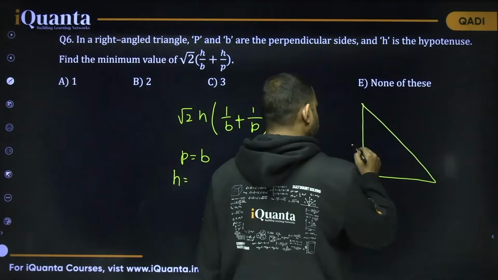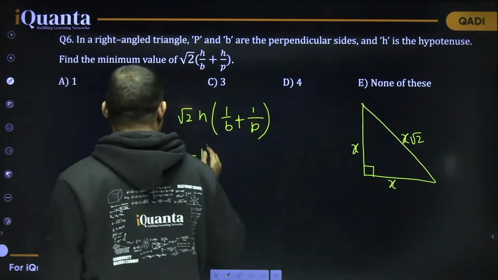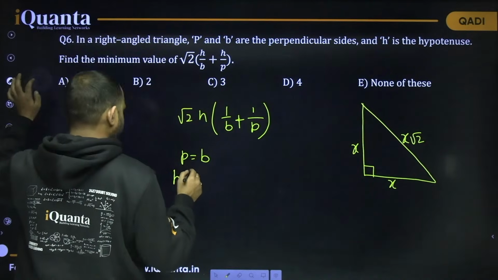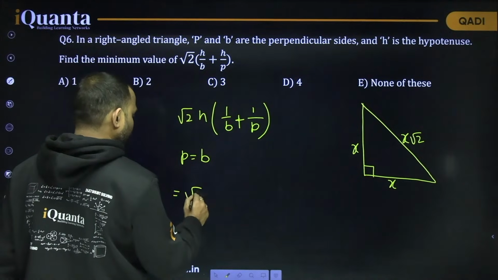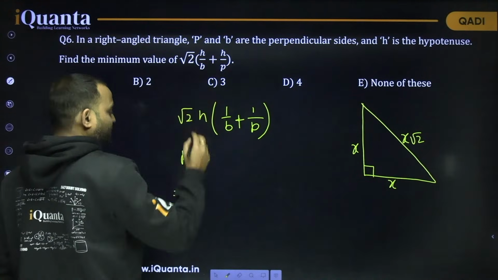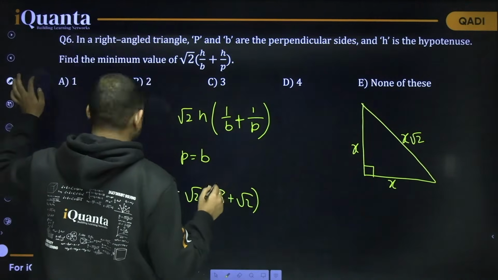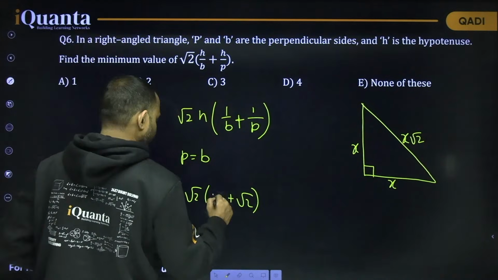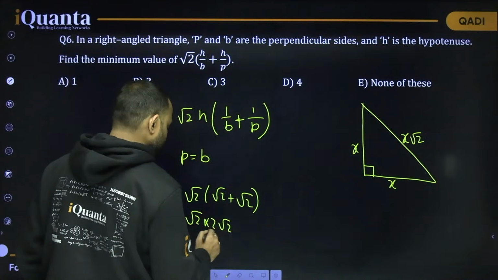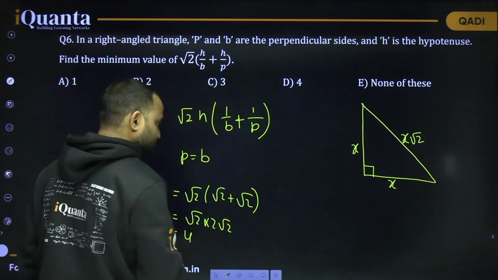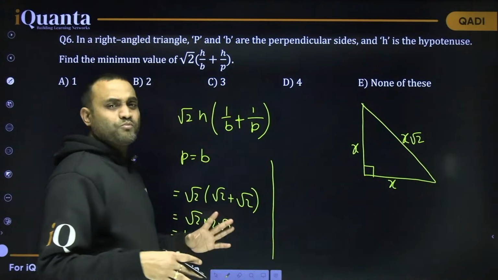Like this. If this is x, this is x, this is x root 2. So in that case, this will become square root of 2 and H by B will become root 2 plus root 2. And then we get root 2 into 2 root 2, that is equal to 4. You can simplify this further, but there is no point to it.